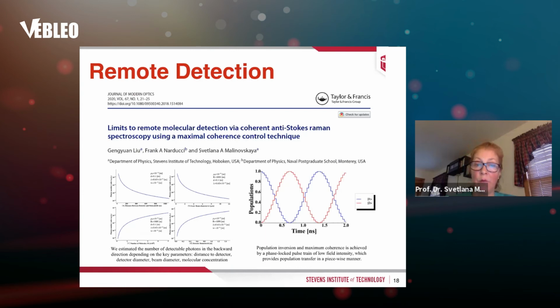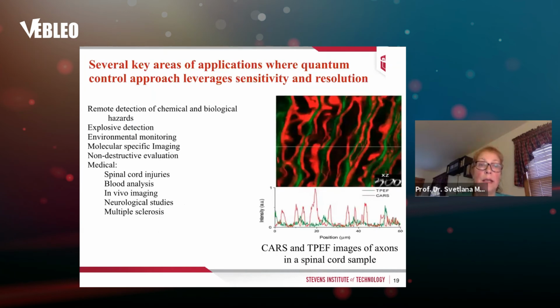We estimated the number of detectable photons in the backward direction, depending on the key parameters: the distance to the detector, diameter of the beam, and molecular concentration. So the optical frequency comb demonstrated a possibility to mitigate decoherence in the air upon propagation over large distances. Well, here are several key areas of applications where the quantum control approach leverages sensitivity and resolution. I mentioned many of them already in the previous discussion.